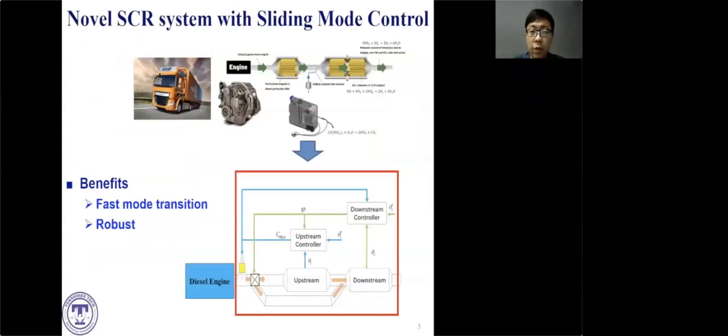The new configuration of the proposed system adds a flow duct to bypass part of the raw exhaust directly to the downstream cell. With 2 sliding mode controllers, both cells can get individual control. The injection rate of the urea solution is designed to control the upstream cell, and the split ratio of the valve is designed to control the downstream cell. With this characteristic, the proposed system is able to conduct a fast mode transition and also get better robustness at the ideal profile.